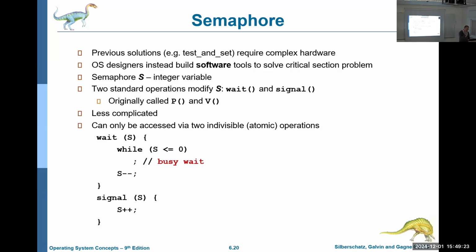Semaphores are less complicated. They can only be accessed via two indivisible atomic operators, P and V, which are test and set, or rather, wait and signal. So what are we saying here? We're saying while S is less than or equal to 0, we'll wait on S. This one is signaling S. The wait on S will wait forever until it's signaled, and then once it's signaled, as long as the value is equal to 0, we'll keep on testing.